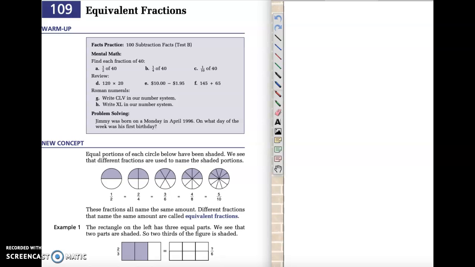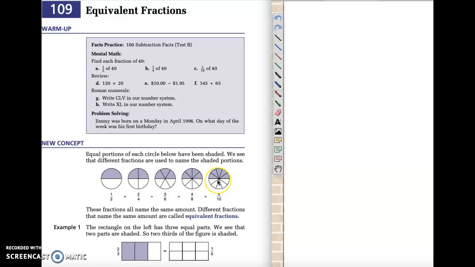Equivalent meaning equal to. So as you know, with a fraction, you can have the same quantity with a different numerator and a different denominator. If you look at our example right here, we have different fractions that all represent the same quantity. We have 1/2, which is 1 out of 2 spaces. Here we have 2/4, or 2 shaded out of 4 available. 3/6, which is 3 spaces shaded out of 6 available.